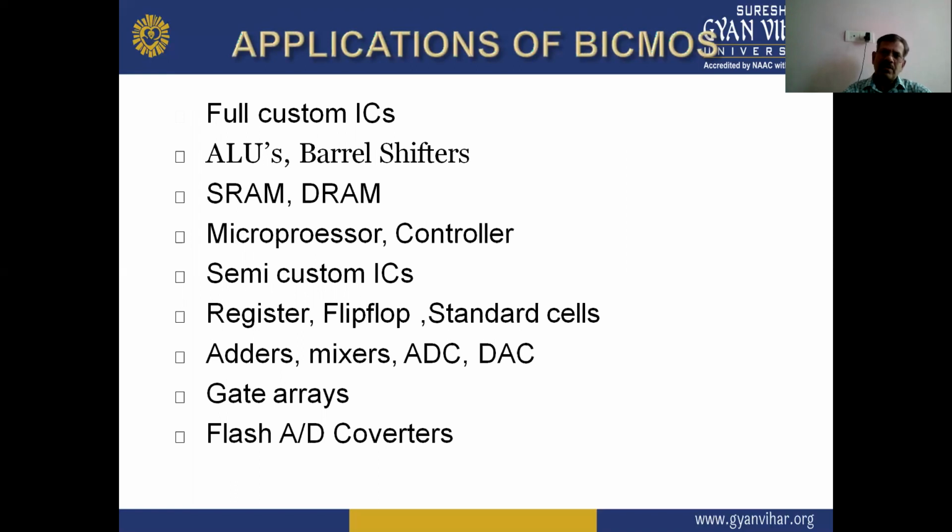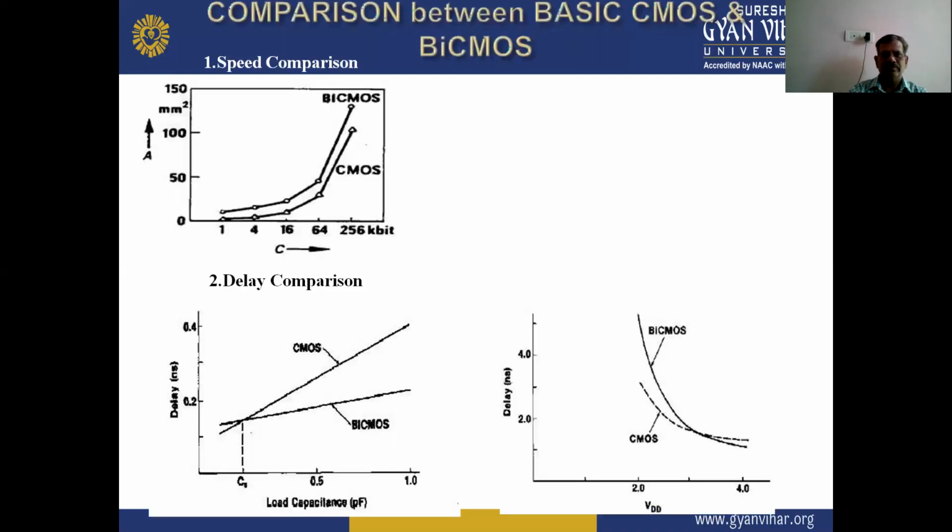And what are the applications of BiCMOS? So there are many applications. Full custom IC, ALU, barrel shifters, SRAM and DRAM, microprocessor and also controller, semi-custom IC, register, flip-flop, standard cells, and ADCs, mixer, analog to digital converter and digital to analog converter, gate array, and flash A2D converter. So these are some applications of BiCMOS device.